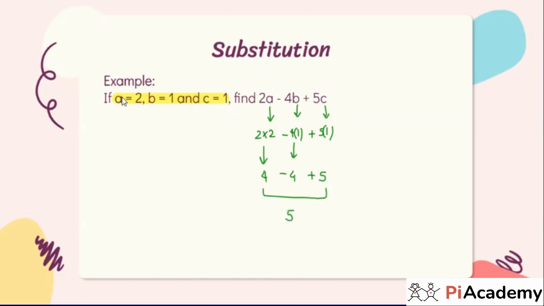So here you can summarize: 2 times 2, that is 4. You can write it directly, there is no problem. Instead of B, you can write 1, so 4 times 1, that is minus 4. And then C equals 1 means 5 times 1, that is plus 5. So that's it. 0 plus 5, and that is 5.